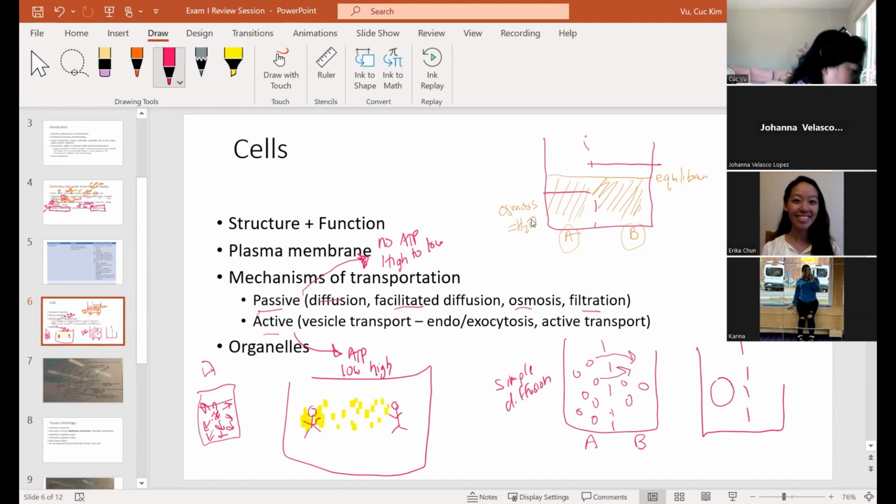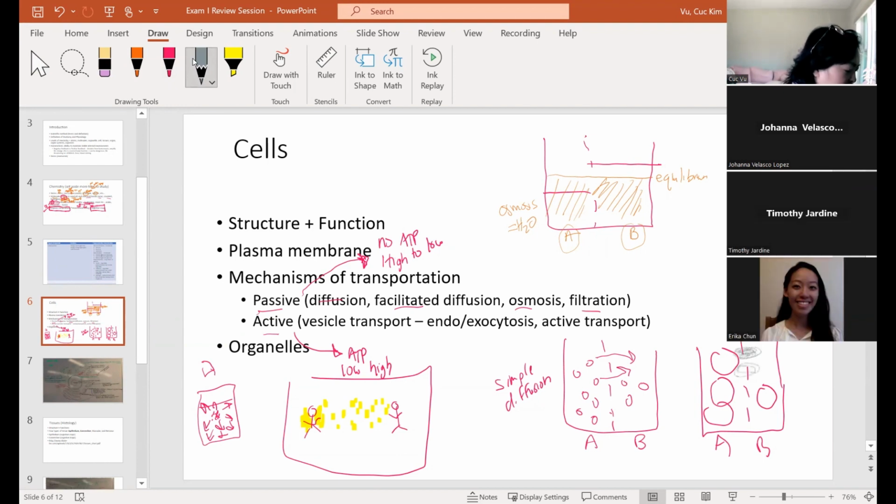Now, if instead here are my pores, but now here are the particles, it's still going to move over, but now it can't move over by itself, right? So it's got to have what? ATP? Protein? Nope, still doesn't use ATP because it's still moving from high to low. But it has to have a protein that picks it up and pushes it over, that opens as a gate to let it through. And that would be facilitated diffusion. That's right.